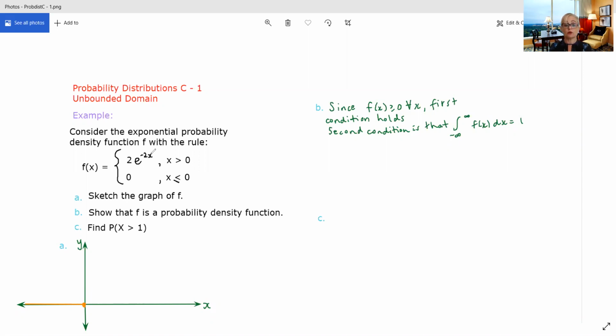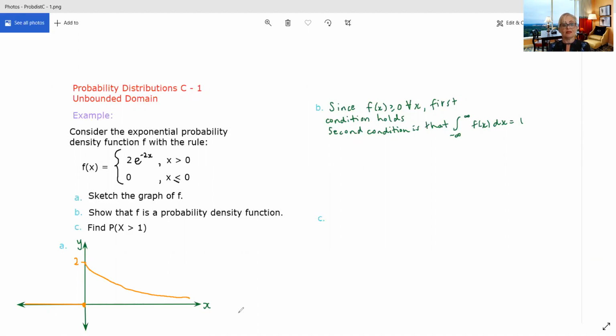When x is 0, this will be e to the 0, which is 1, so this will have a y-intercept of 2. And then you need to know the basic shape of e to the negative x. It's going to be coming in towards your x-axis like that. Your x-axis will act as an asymptote. As x tends towards infinity, 2e to the negative 2x will tend towards 0 from above.